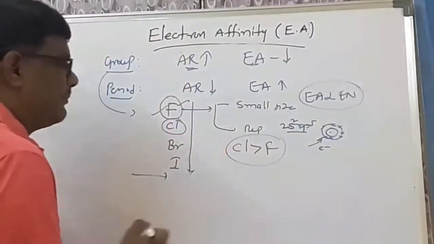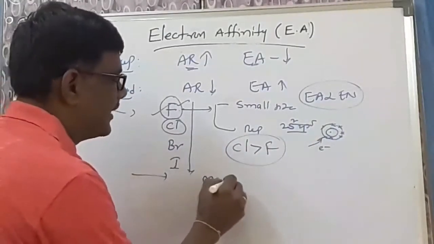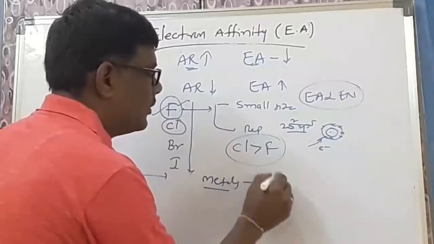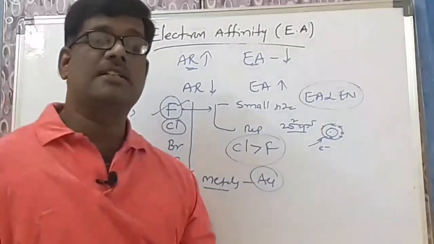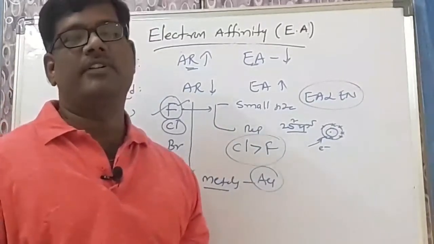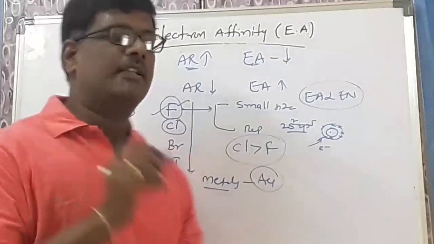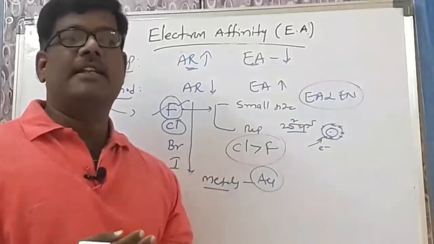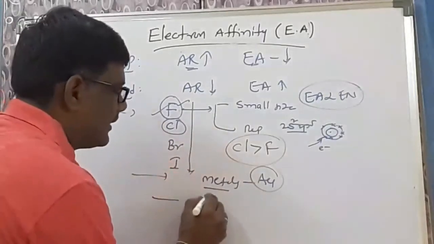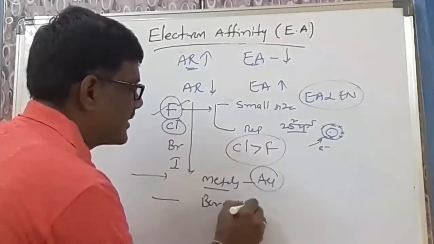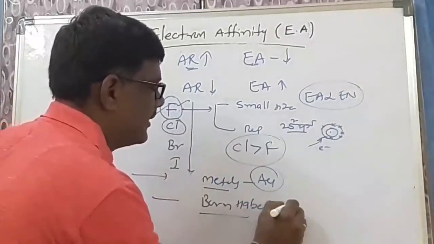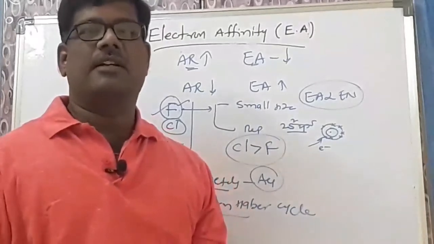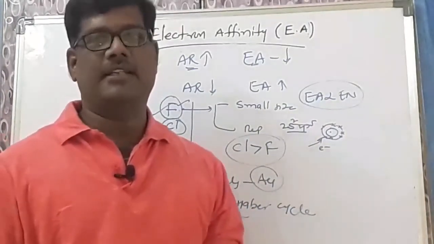Then, very important: in the metals, which element will have the highest electron affinity? Gold. Gold will have the highest electron affinity, particularly whenever you are taking the metals. Another last point. How to calculate the electron affinity indirectly? Indirectly, one method is there. That is called the Born-Haber cycle. This Born-Haber cycle is useful to calculate the electron affinity of substances indirectly. Thank you.